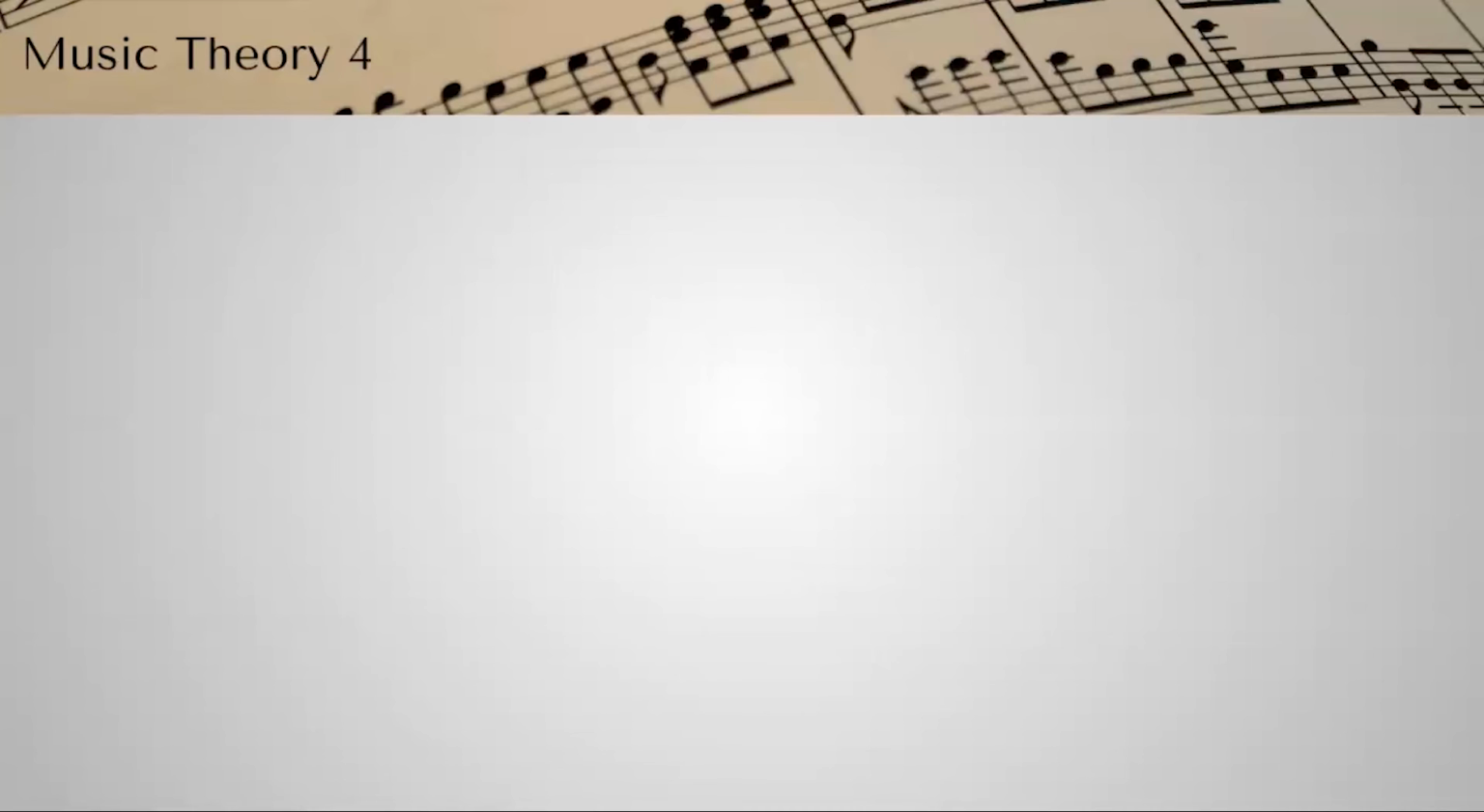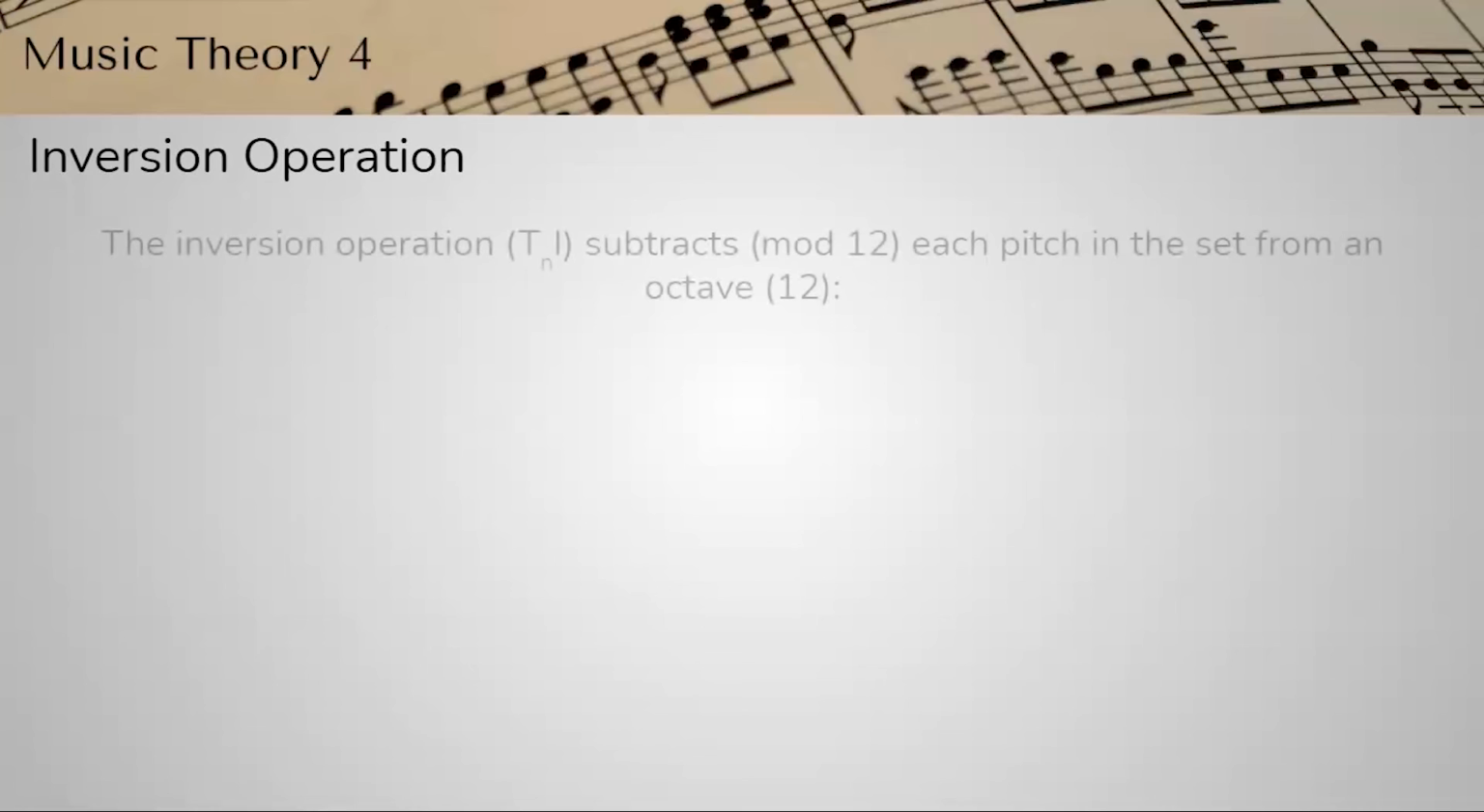Okay, one more operation, which is the inversion operation. And this is a little bit different than, well, it starts out the same, but it ends up being kind of interestingly different when you compare it to tonal inversion. So with the inversion operation, we're going to subtract, keeping mod 12 in mind, each pitch in the set from the octave, which is 12.